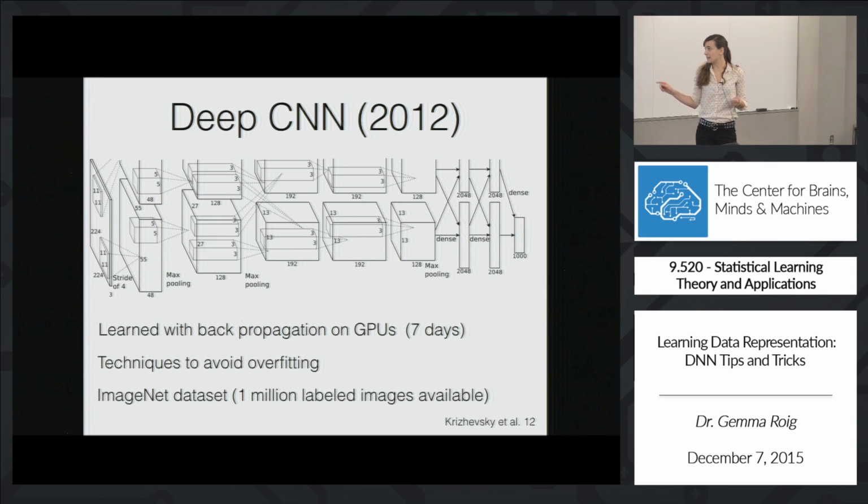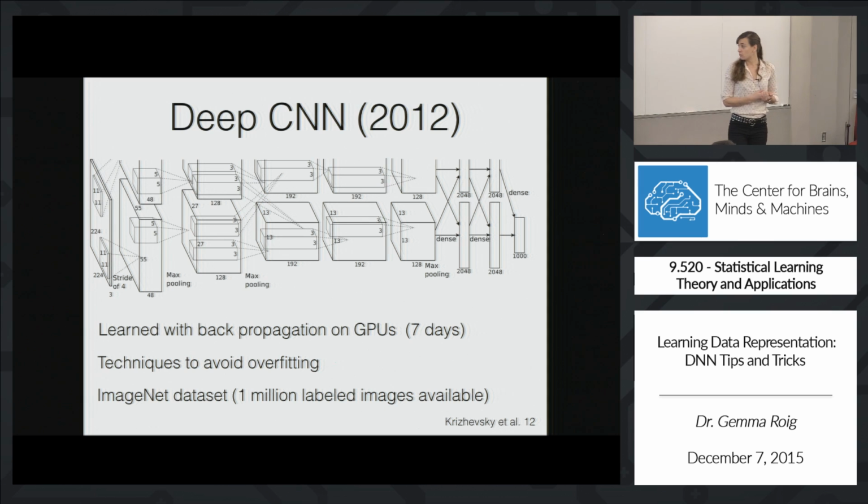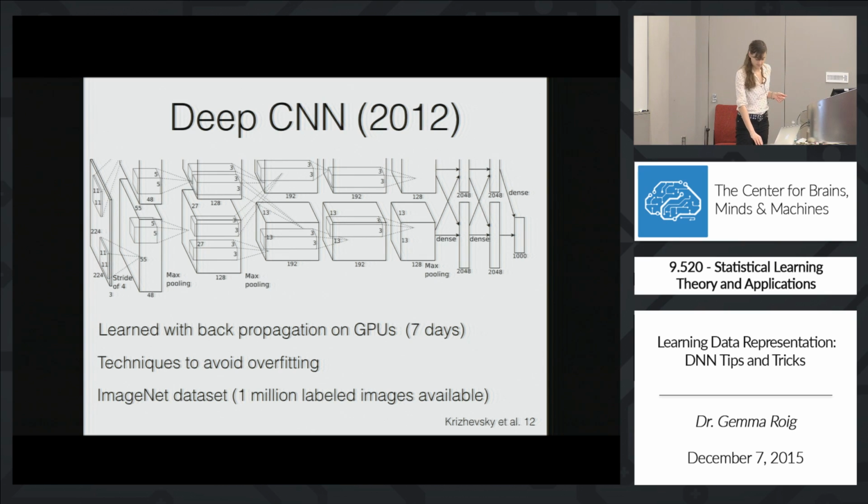And another point was that at that time, a data set was released that had 1 million labeled images available. Before, the data sets were much smaller, on the order of 10,000 or so. And this was too little data to train such a model with so many parameters. Okay? And since then, everyone is using deep neural networks for all tasks, which I will discuss later.